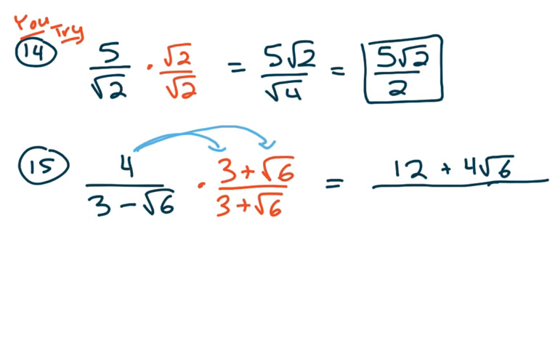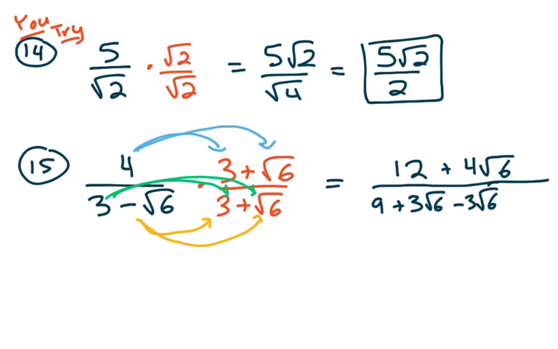Now I'll distribute on the bottom, so I've got to distribute both terms. So first I'll distribute the 3 to each. So 3 times 3 is 9. 3 times the square root of 6 is plus 3 square roots of 6. And then I'm distributing this negative square root of 6 to each. So the negative square root of 6 times 3 is negative 3 square roots of 6. And negative square root of 6 times positive square root of 6 is negative square root of 36.